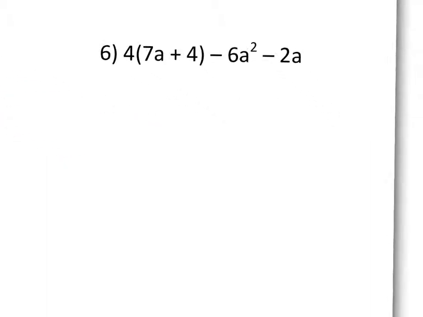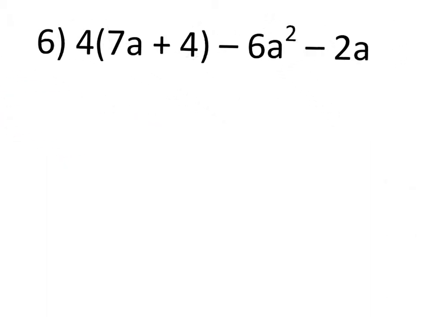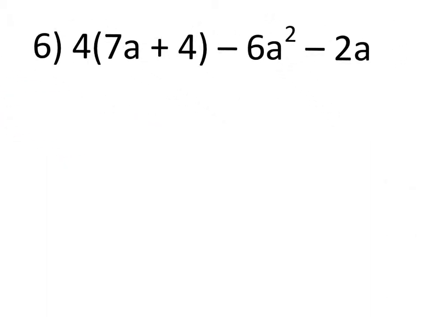All right, example number 6. So now we're going to apply the distributive property to this, and we're going to distribute the 4 first. We have to do the parentheses first, and then we'll combine like terms. So 4 times 7 is 28a, plus 4 times 4 is 16, minus 6a squared, minus 2a. Okay, and so now we're going to combine like terms.